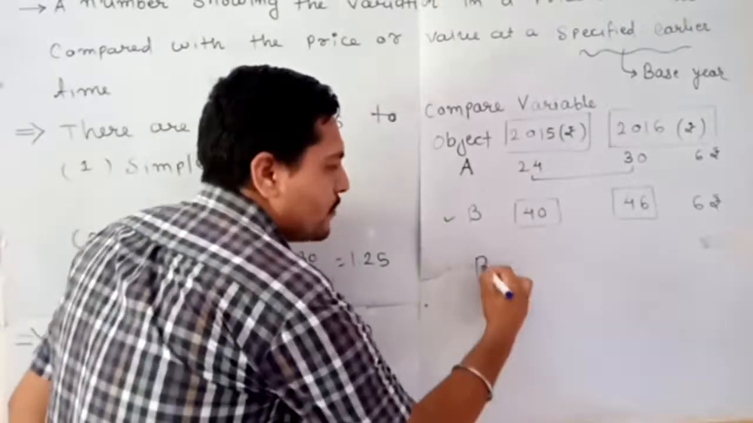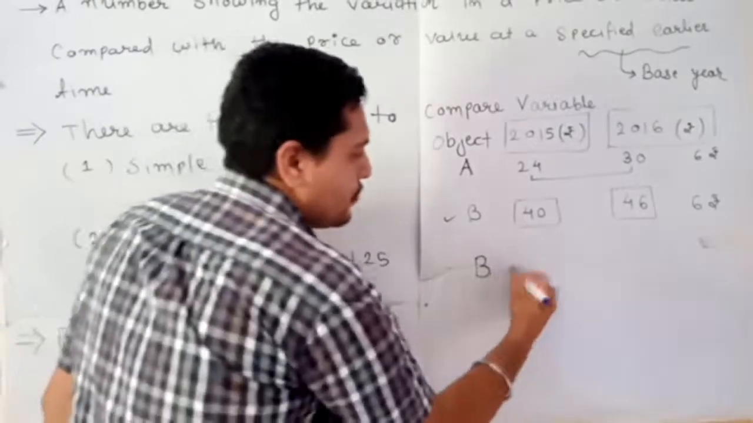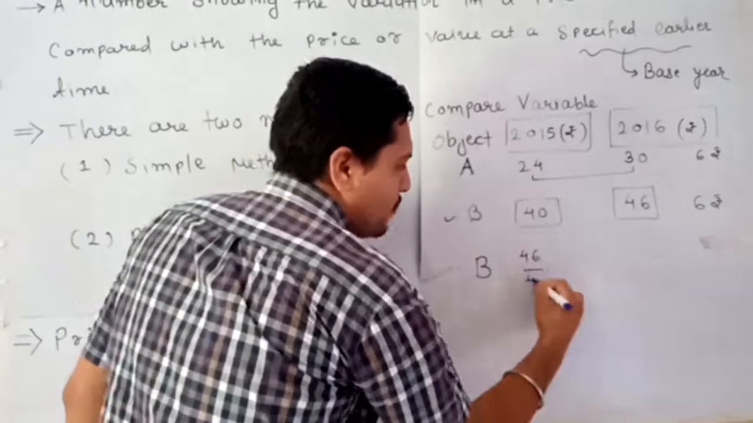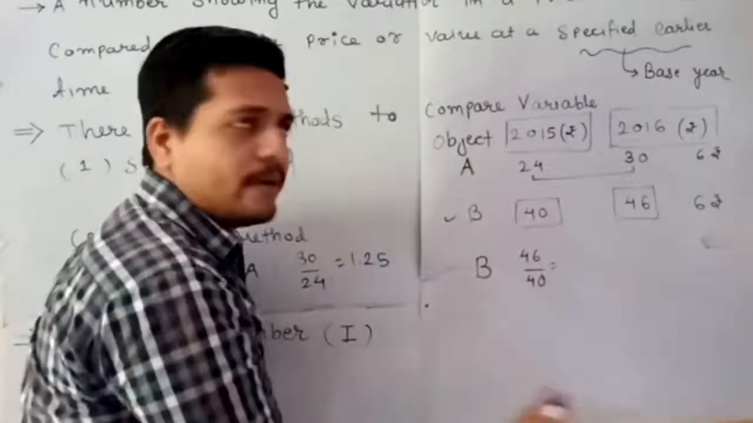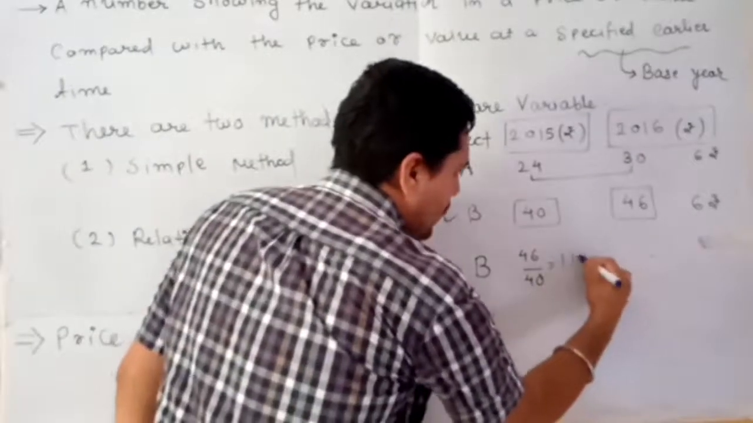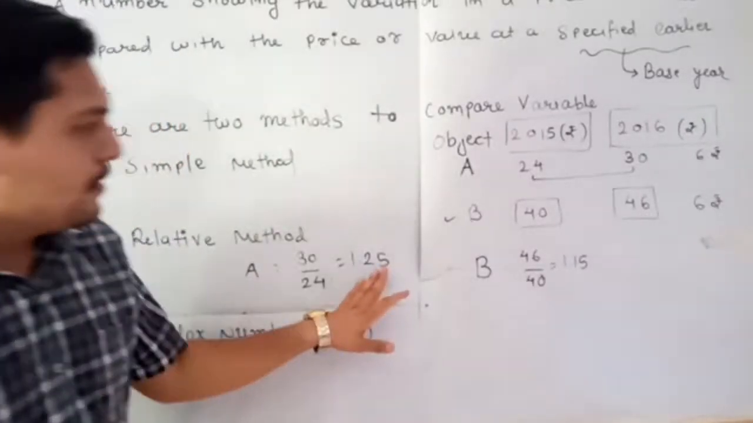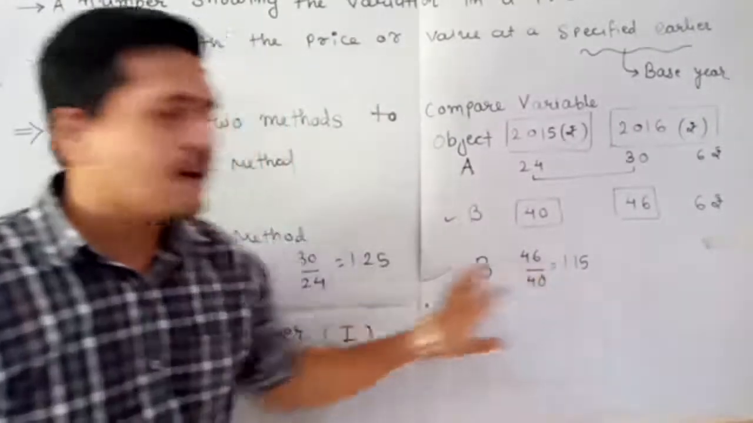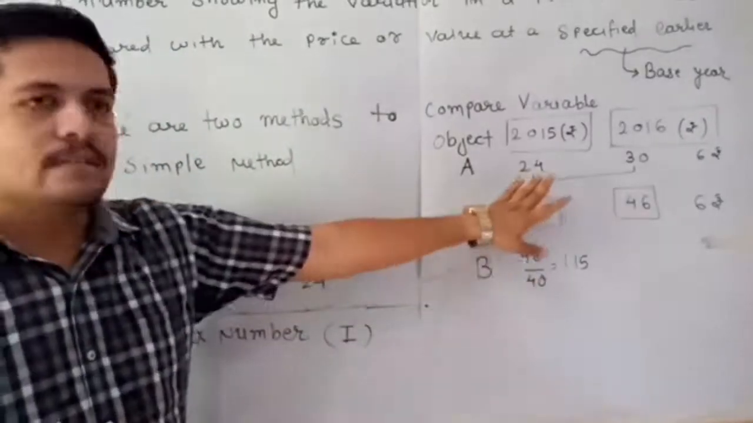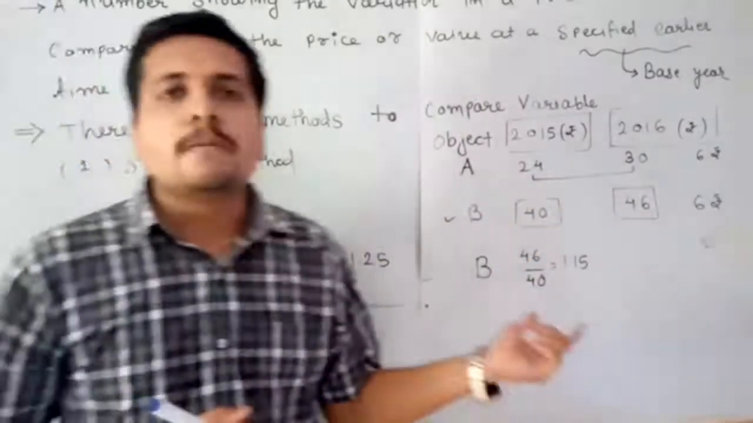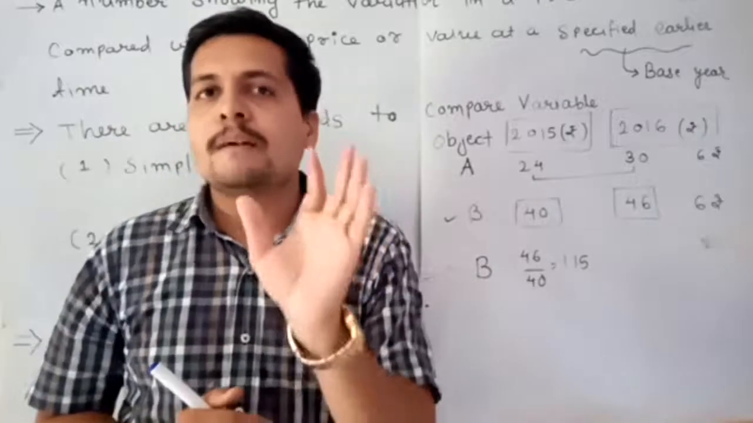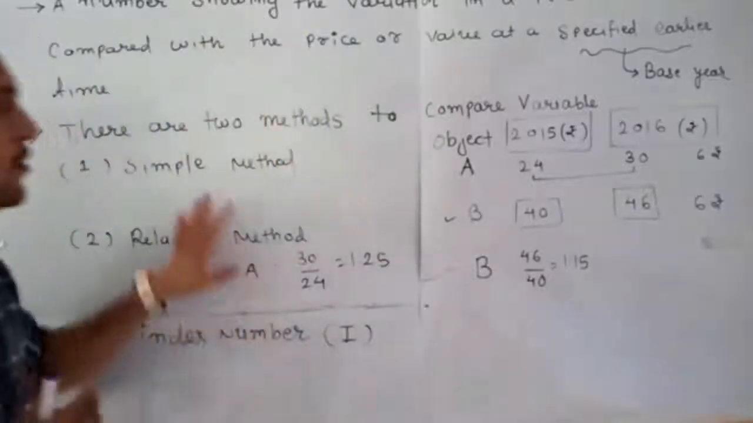Same way for object B, the ratio is 46 divided by 40, which gives the answer 1.15. So now we do not have the same answer. In the subtraction method the answer is the same, but here the answer is different. So this is the main difference between both methods.